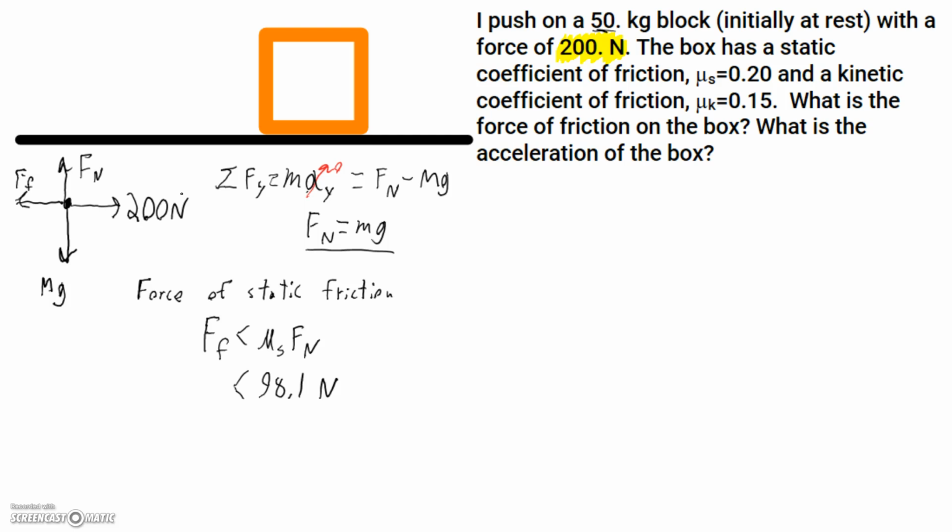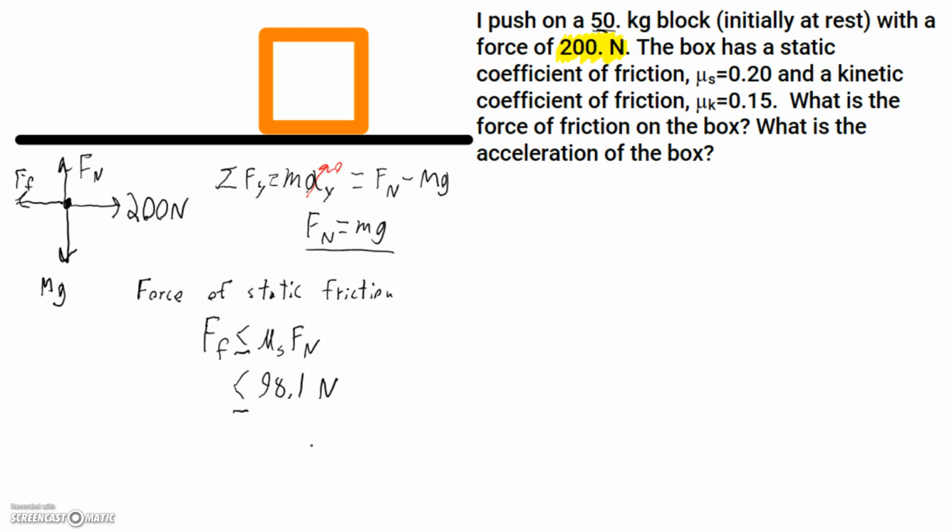We also said that the force of static friction is less than or equal to the static coefficient of friction times the normal force, and in this example that is 98.1 newtons. Well, here, obviously, our 200 Newton force exceeds our 98.1 Newton force, and so we're going to start accelerating. Our box is going to start accelerating.